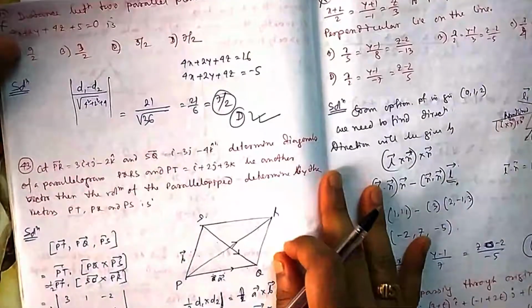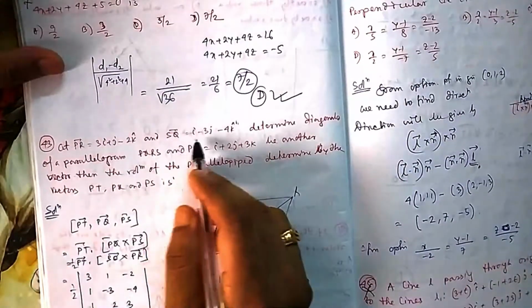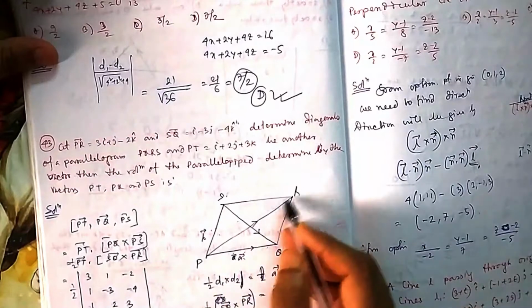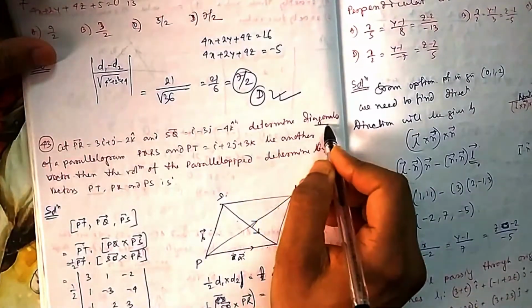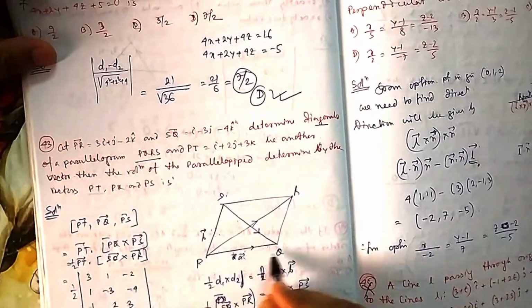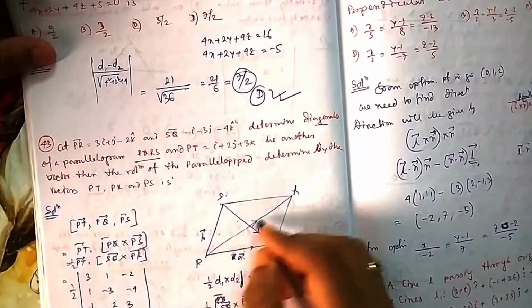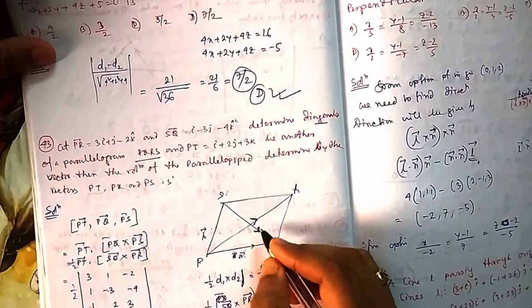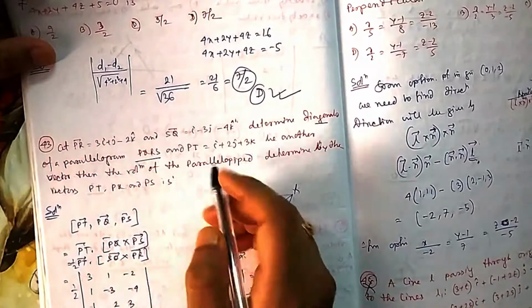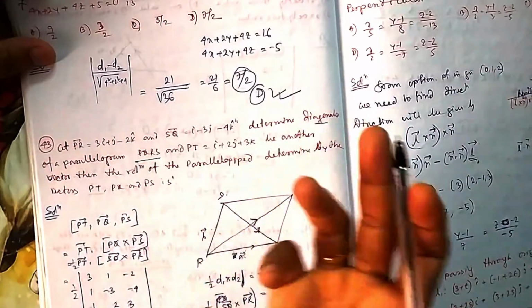So come to 43. If you come to 43, let PR and SQ determine the diagonals of the parallelogram PQRS. So you can see the directions matter, PR and SQ. It is not QS, these are vectors. And PT is given. PT, you don't know where T is.